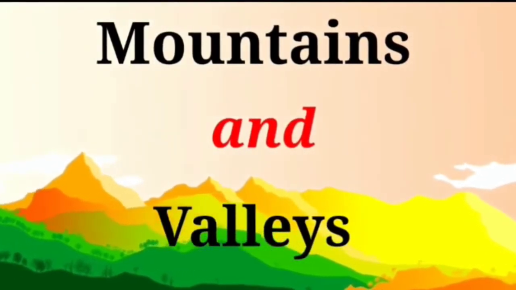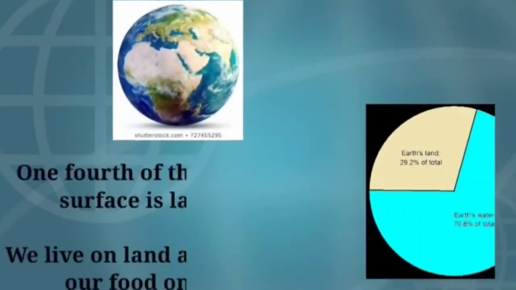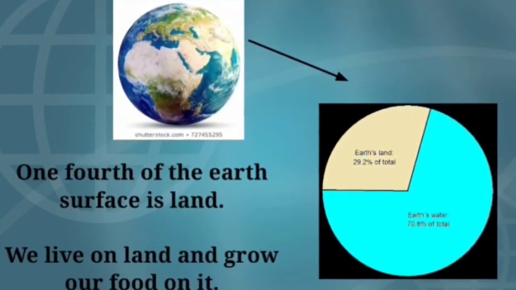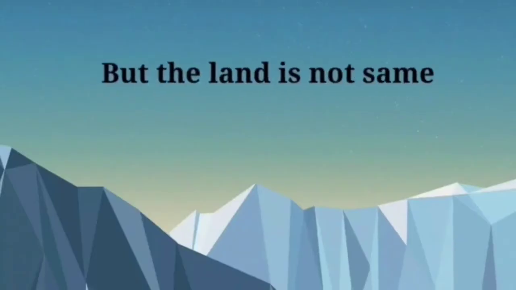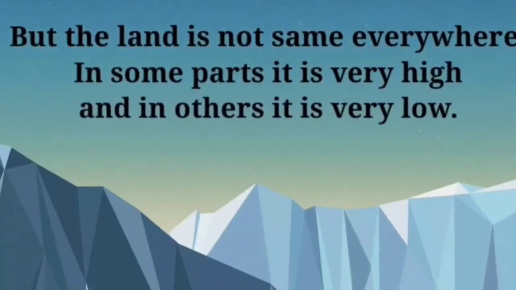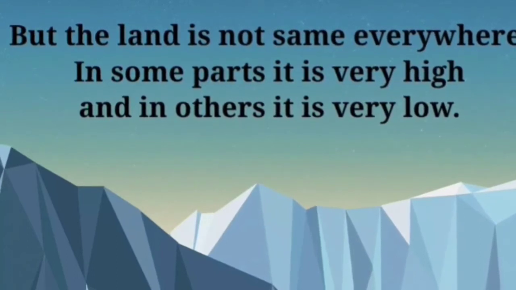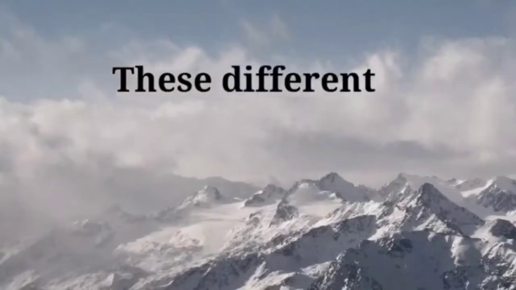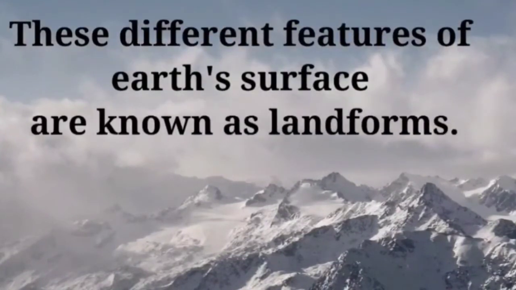Now, like you all know from the word mountain, what comes to your mind? 29% of the Earth's surface is land, which I told you before in class. We live on land and grow our food on it. We have 71% of water, sorry, and 29% of land. But the land is not the same everywhere, because we have different structures. We have the high rise and the low plains. The different features on Earth's surface are known as landforms, and there are various of them.